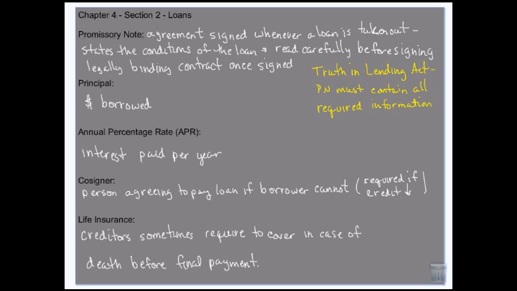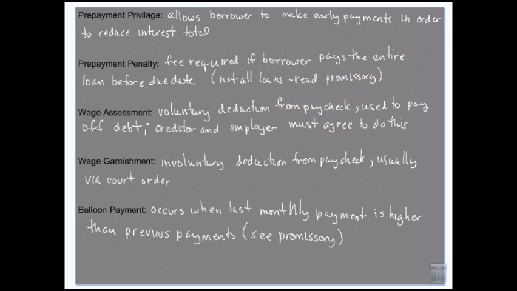Oh, yeah. Hold on. Prepayment privilege allows you to make early payments to reduce your interest total. Early payments or larger payments. So let's say my car payment is $340 a month or something. I could pay $400 a month, which puts an extra $60 a month off of the principal that I owe on the car, which makes the interest for the next month lower, and each successive interest payment will be lower.